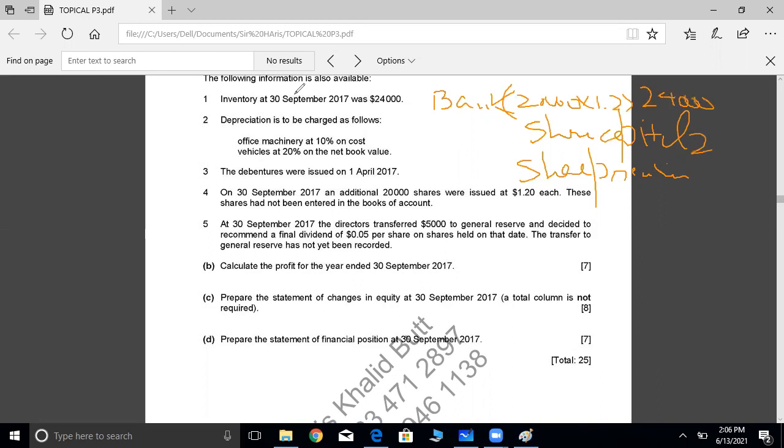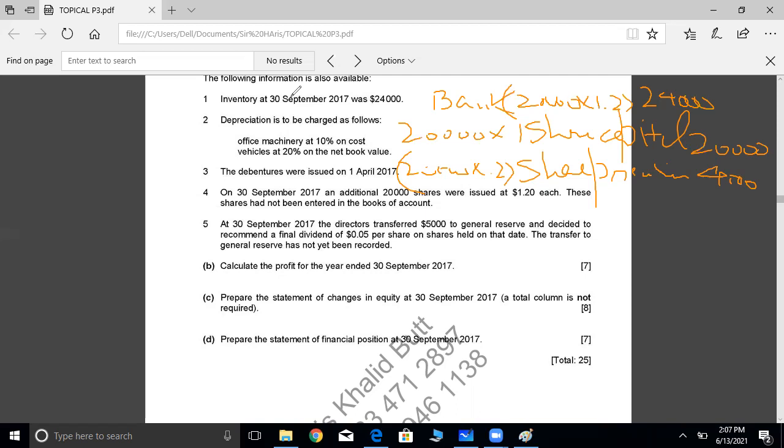Share capital is written with par value, with 20,000. And the amount you are going to write, how it will become: 20,000 into 1, and share premium is written 20,000 into 0.2, which is 4,000. So 20,000 will be added in the share capital account, share premium will be added by 4,000, and bank we will add 24,000 into the bank account for the fourth entry.